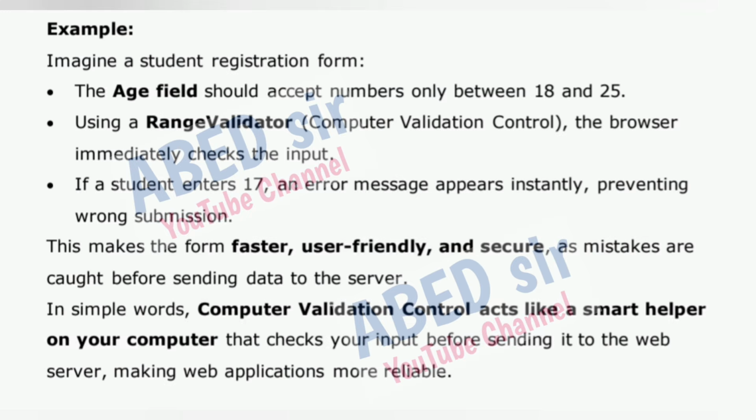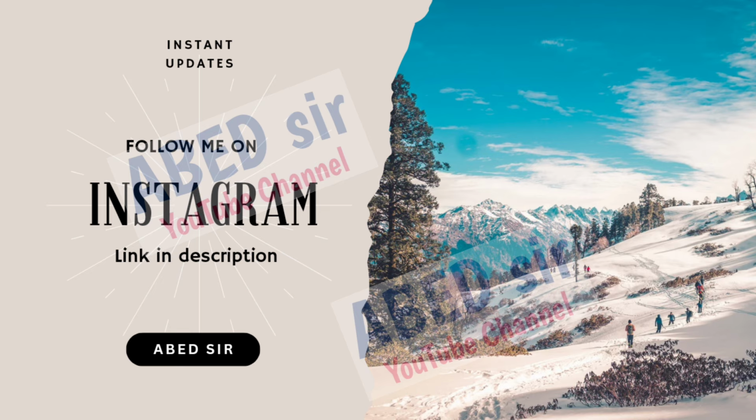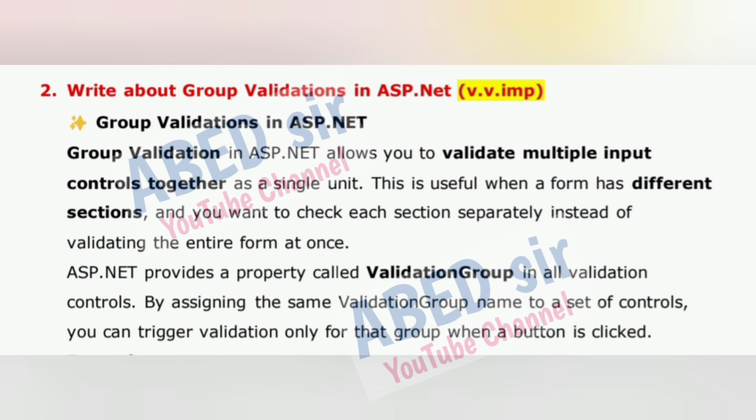In simple words, computer validation control acts like a smart helper on your computer that checks your input before sending it to the web server, making web applications more reliable. Next important short question is to write about group validations in ASP.NET. Group validation in ASP.NET allows you to validate multiple input controls together as a single unit.